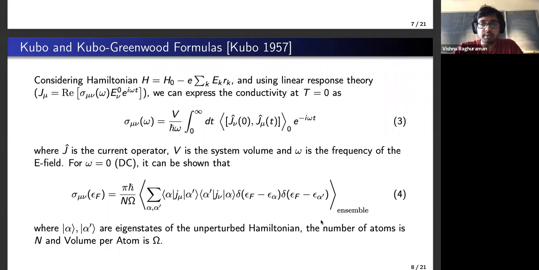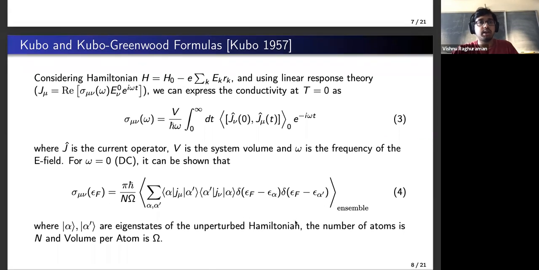And here you have these large outer brackets. This is for a random system. So basically, a random system can be expressed as an ensemble of different configurations. And you basically calculate this for each configuration, and you take an ensemble average, which is how you would go about doing this calculation for a random system.